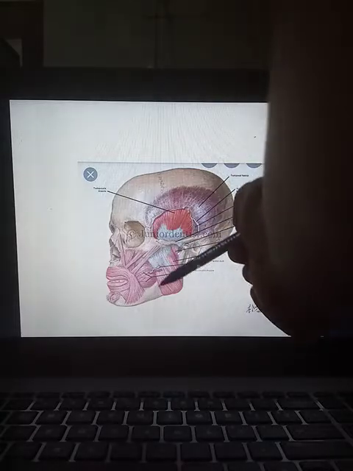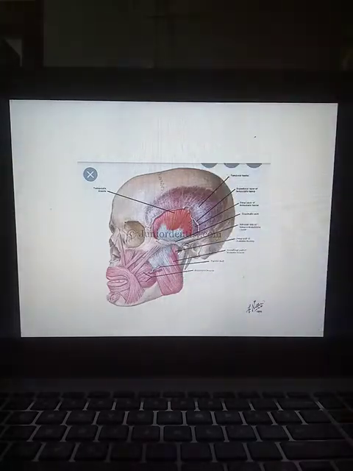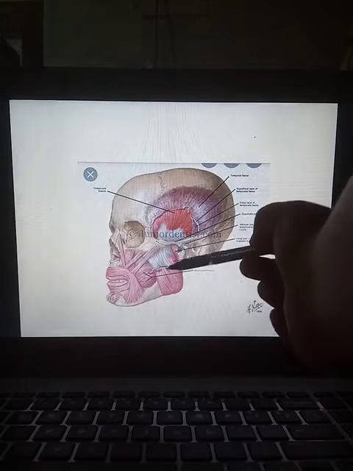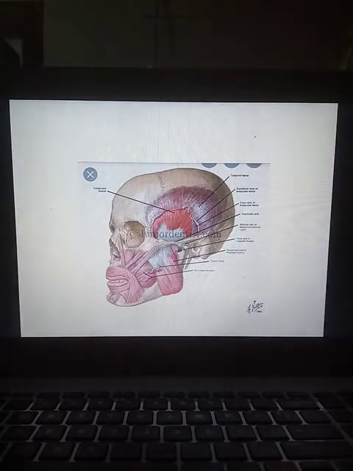Can you see? This is a muscle of mastication. What is the shape? It is a quadrilateral muscle. It is present on the ramus of the mandible. Now, how does its origin arise? It has a superficial layer and it has a deep layer.